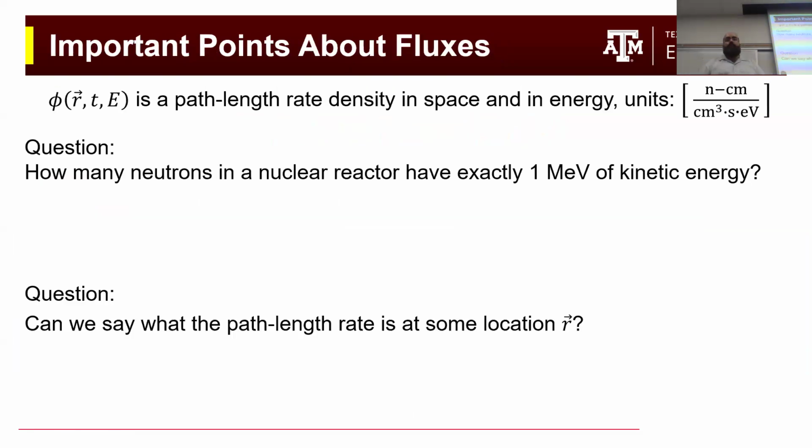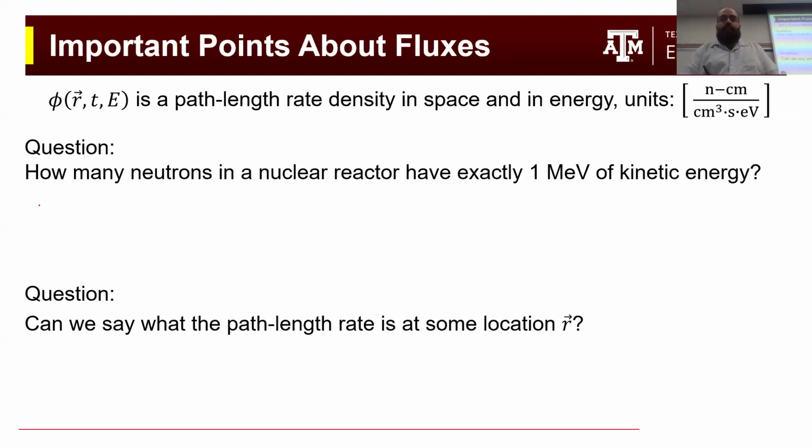So just a couple points to make about our fluxes. If you had a nuclear reactor and you knew what the energy dependent scalar flux is, there are a couple questions that you might try to ask. One of those questions would be, can we figure out how many neutrons in a reactor have exactly 1 MeV of energy? What do y'all think?